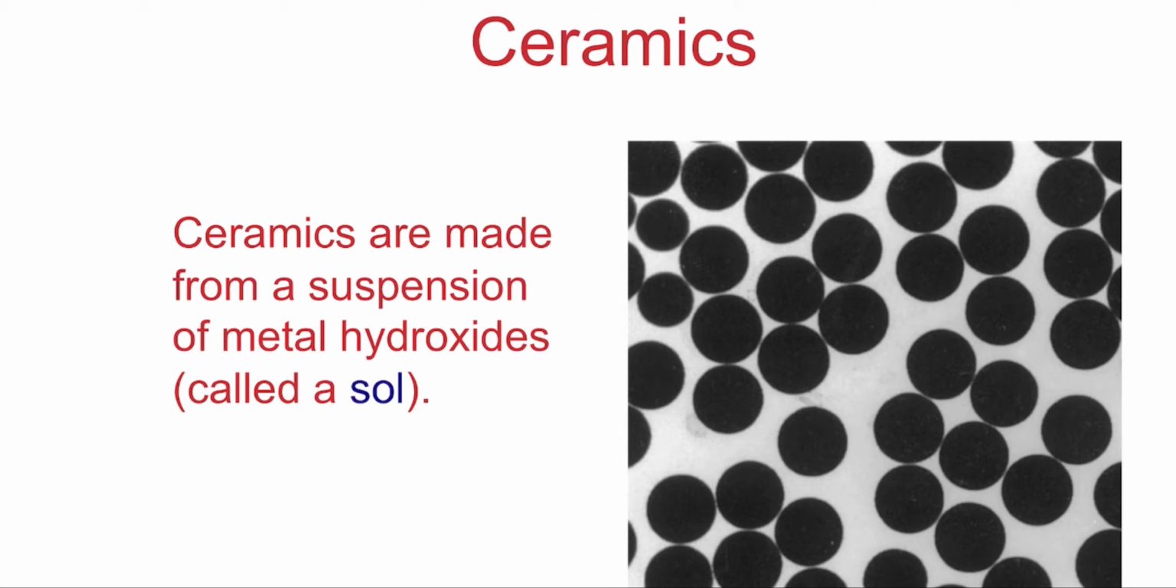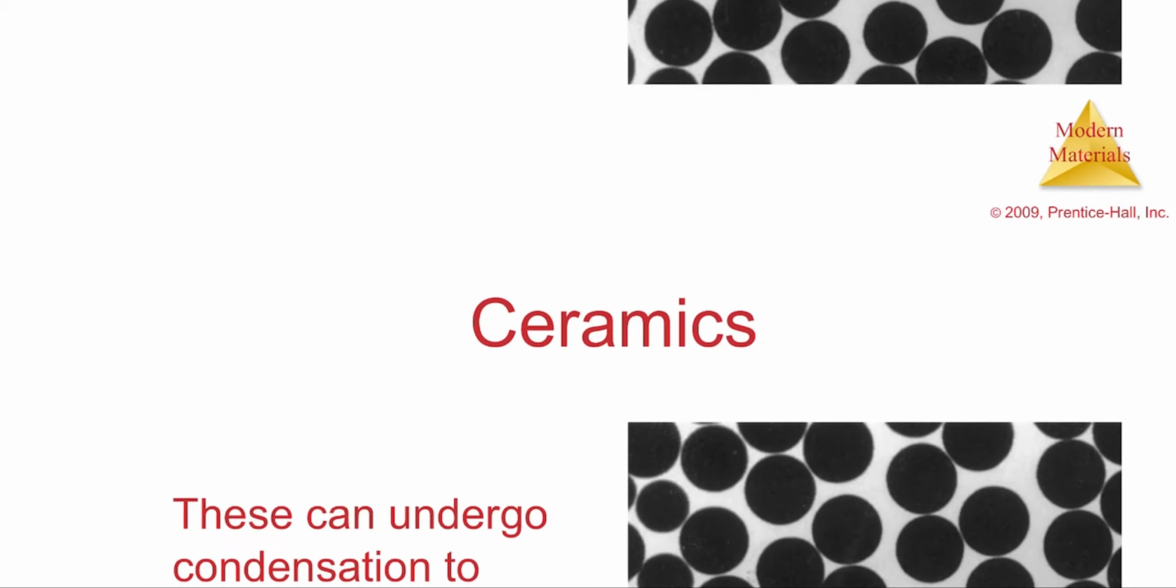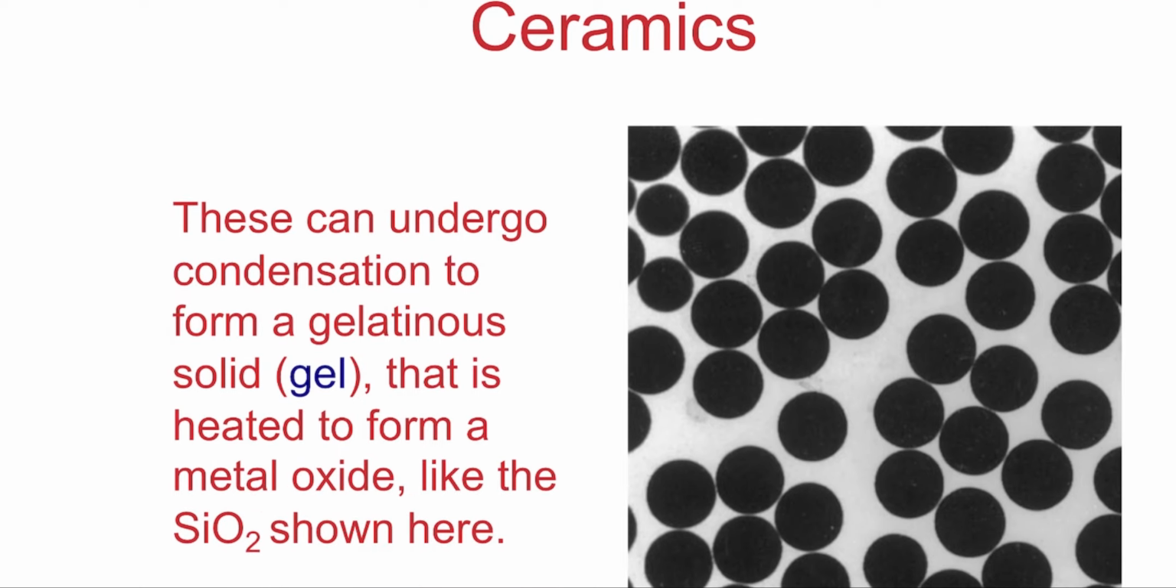Okay, and then the next process is called a gel. A gel is formed by condensing the sol and eliminating the water. So think of sol like solution. So a solution is a sol. It's essentially a suspension of really tiny particles in water. And then the gel is formed by condensing the sol and eliminating the water.